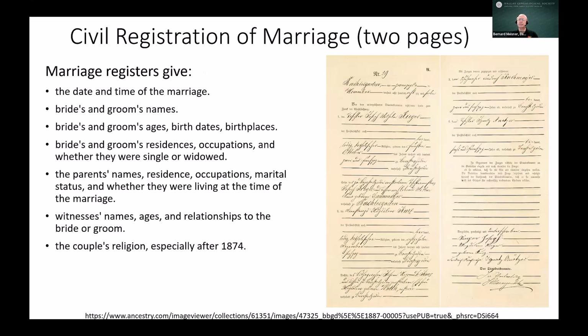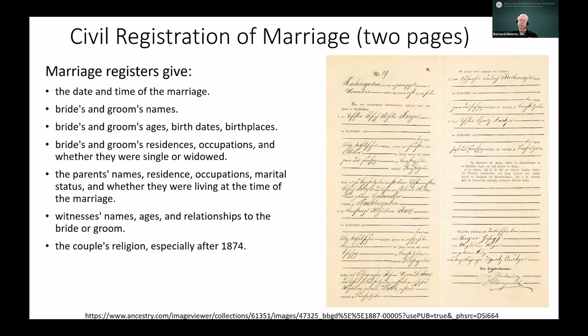The civil registration of marriage will have a B. You can see that little printed B on the top right of the first page. The marriages are 2 pages. Births and burials are 1. So you always want to make sure you get both pages because it has additional information on the second page.